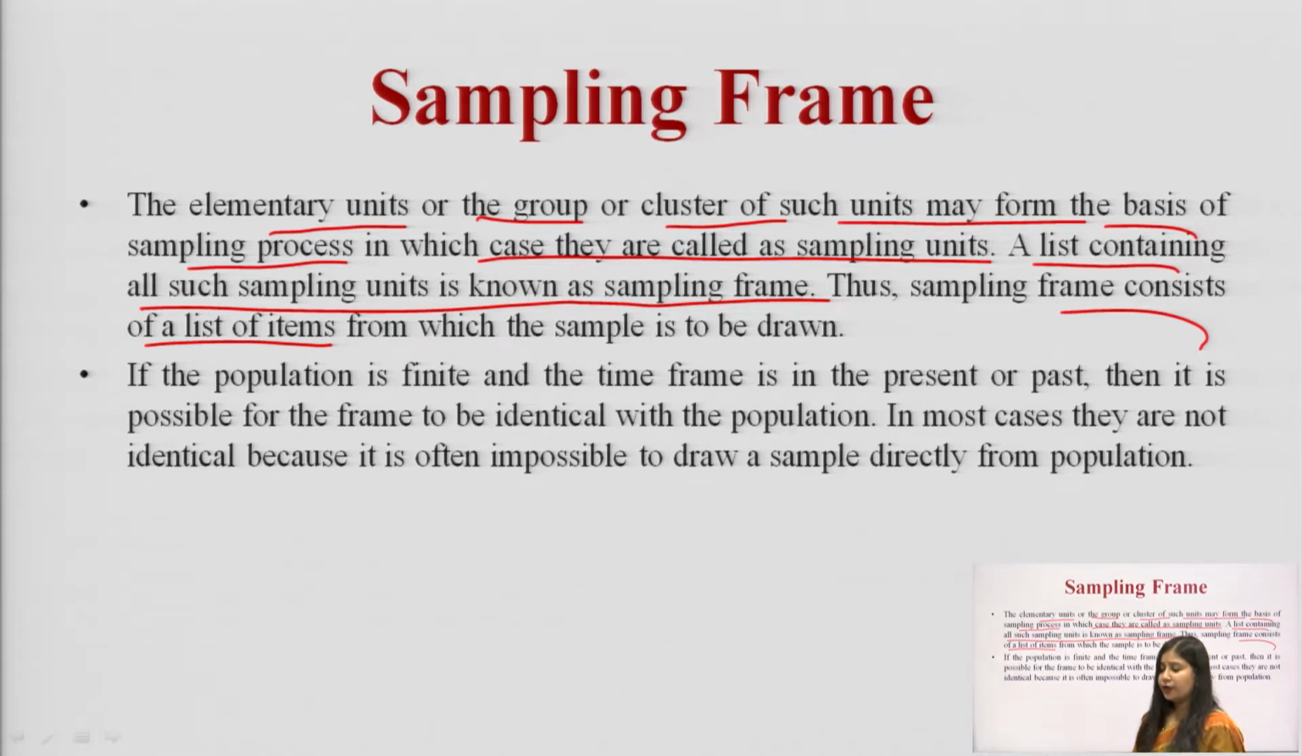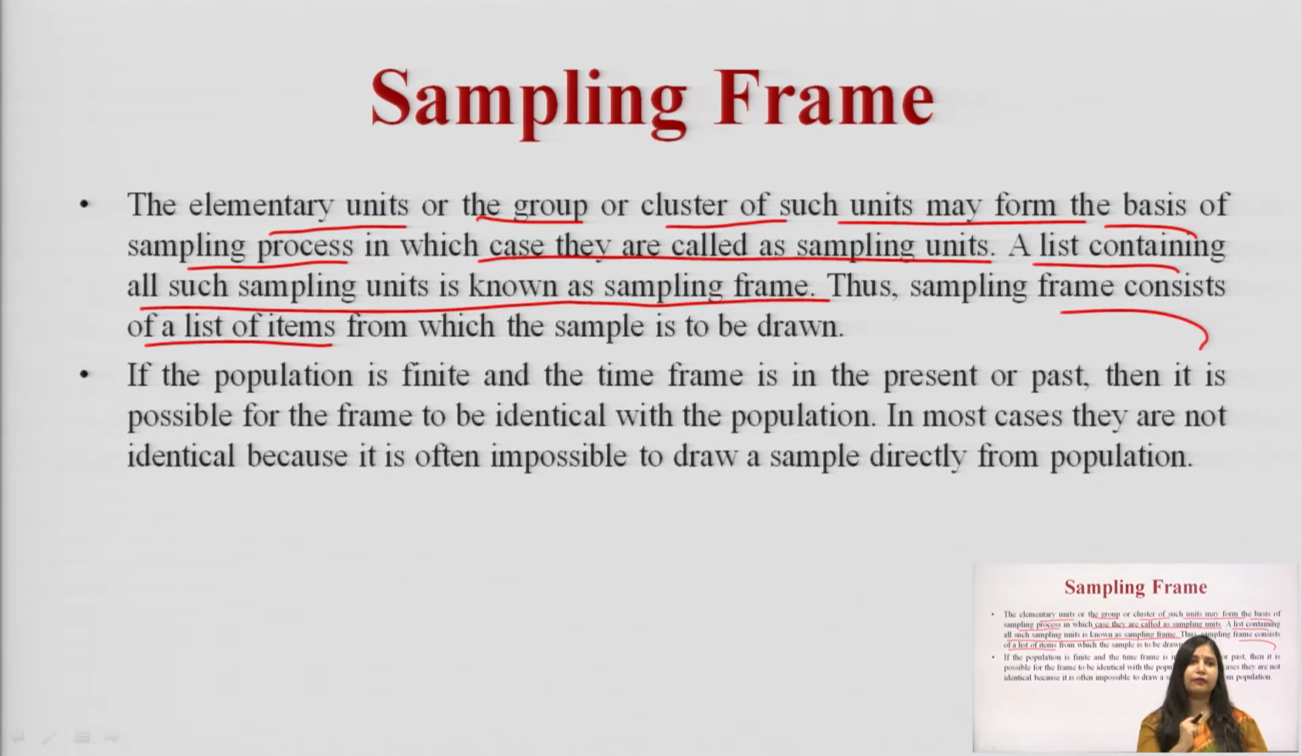If we have a finite population, we have seen the finite and infinite universe. In the case of a finite universe, your sampling frame and the population can be identical, but the sampling frame gets more important if you have an infinite population. In most cases they are not identical because it is impossible to draw the sample directly from the population. That is why we prepare the sampling frame.